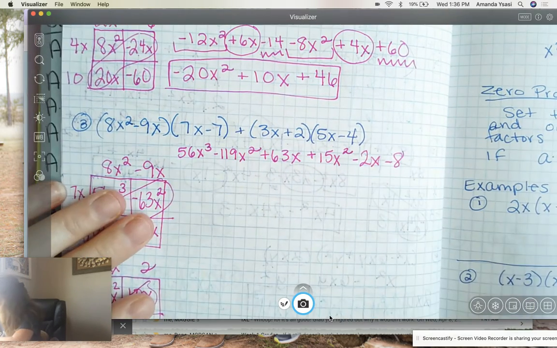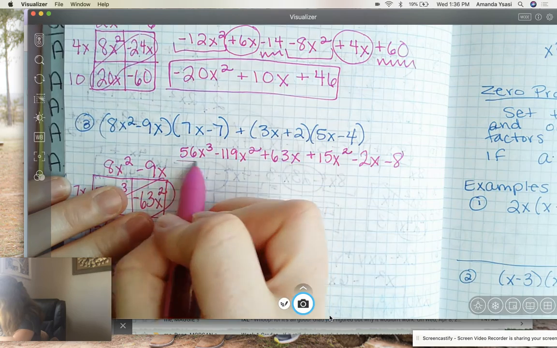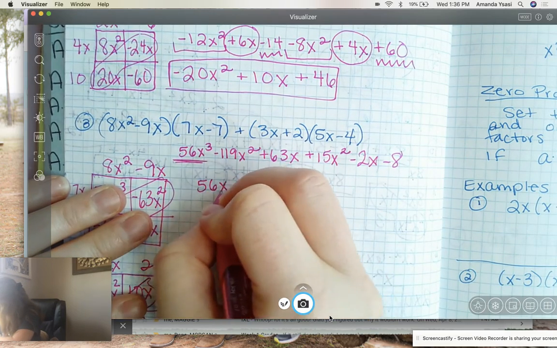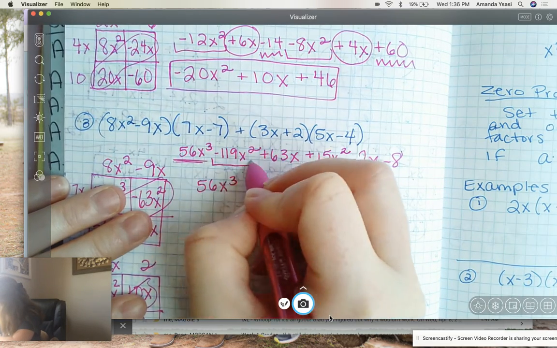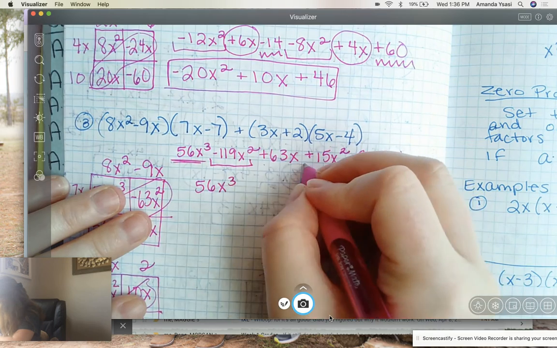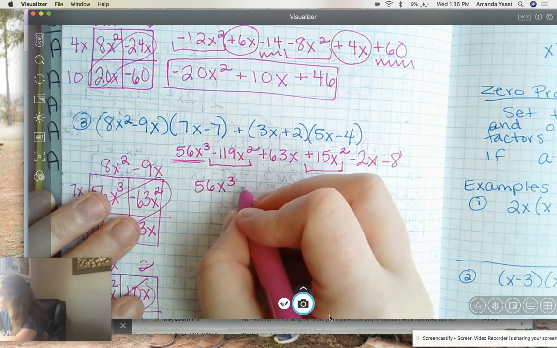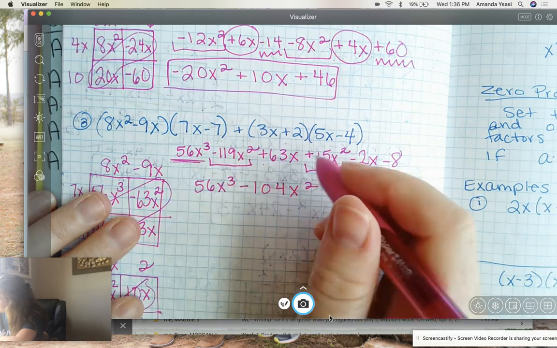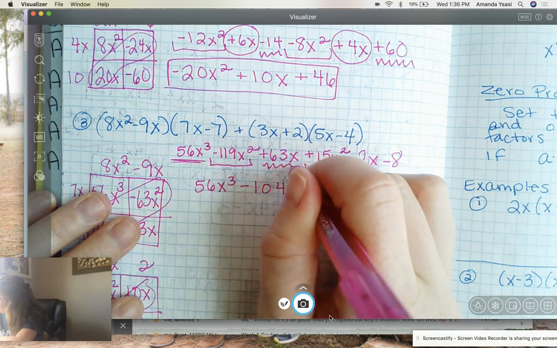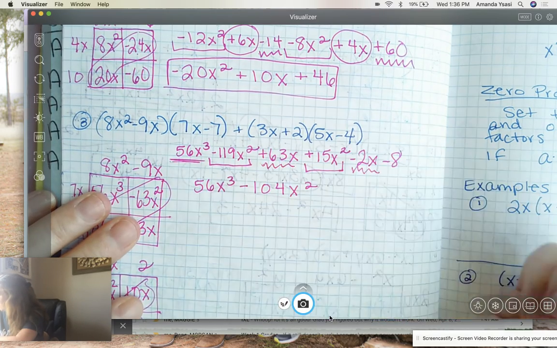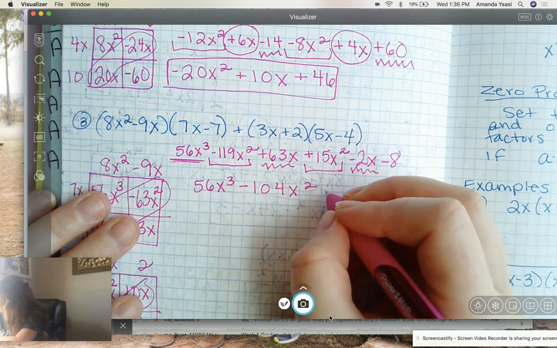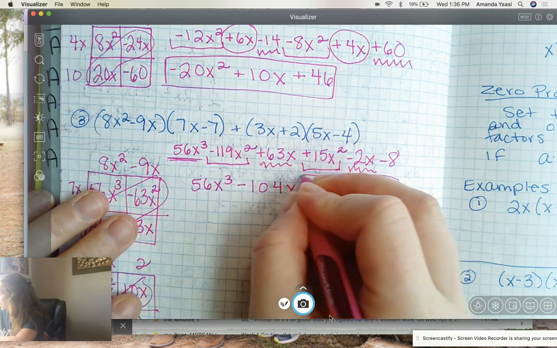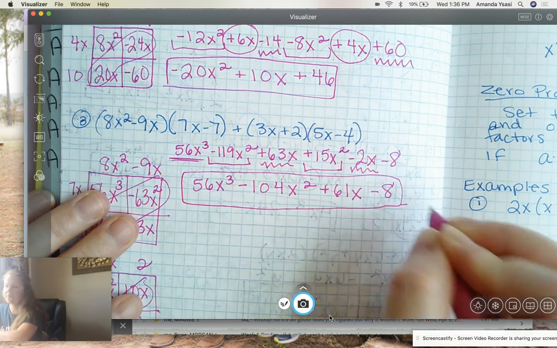Okay, so let's combine like terms where we can. Is there anything with the x cubed? Nope. So 56x cubed. And then negative 119 and positive 15. Negative 104x squared. And then 63 minus 2 is positive 61x, and then minus 8. And that is all we can do to simplify those.